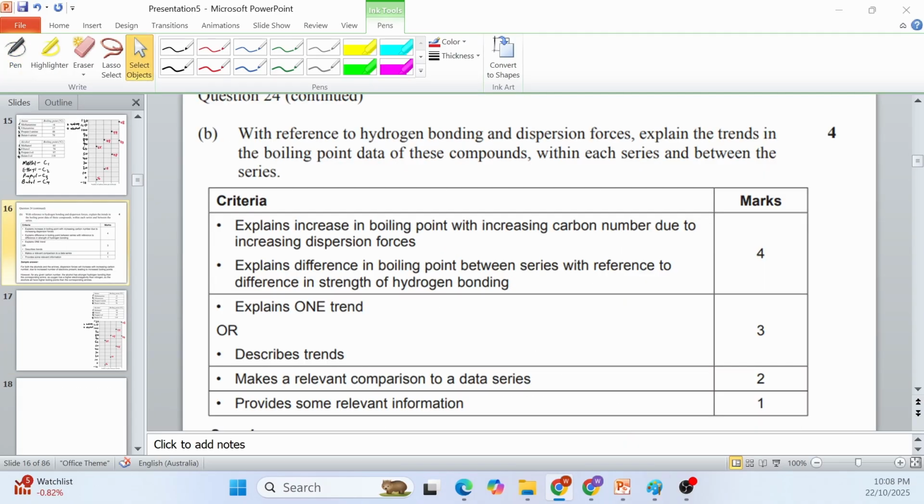In this part, we are going to look at how to fashion a response that will give us maximum marks. So let's look at question 24b. With reference to hydrogen bonding and dispersion forces, explain the trends in the boiling point data of these compounds within each series and between the series. Let's look at the sample answer given by HSC.